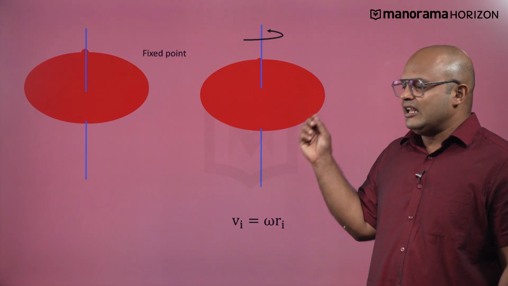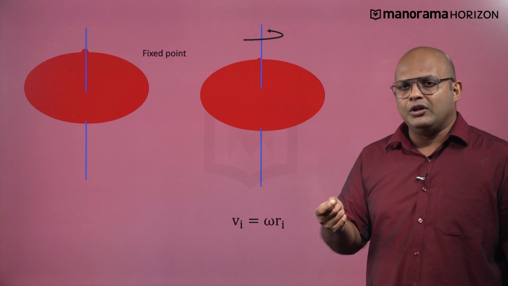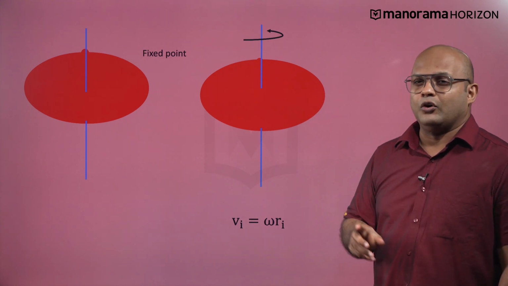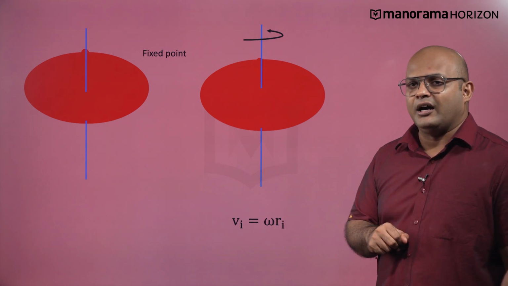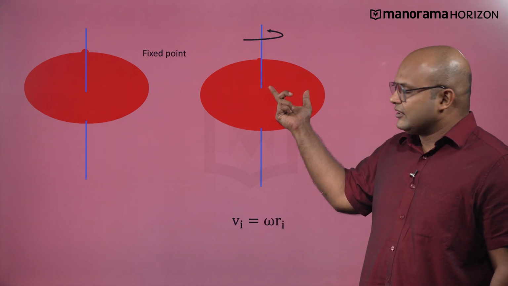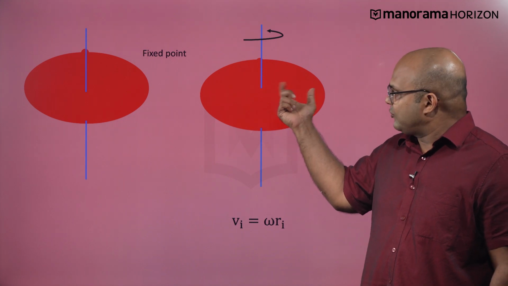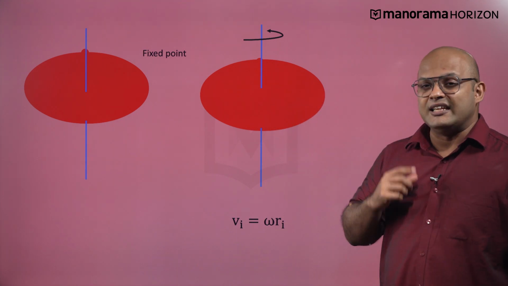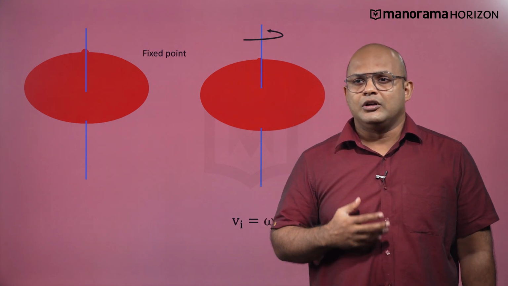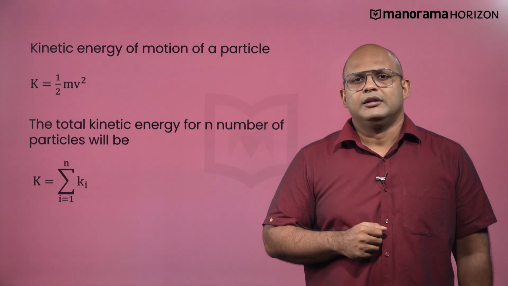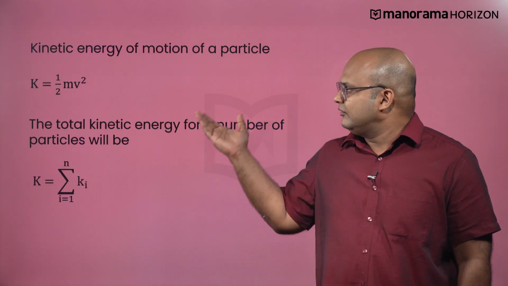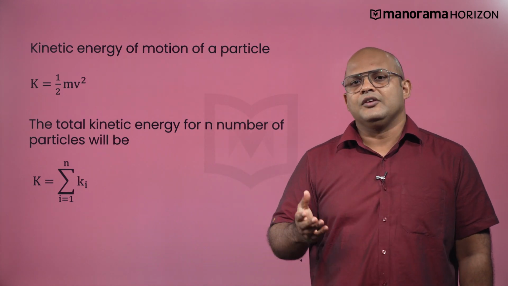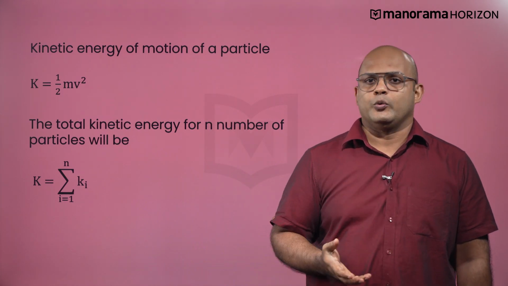So if we take any point i, the linear velocity or tangential velocity of that point will be equal to omega multiplied by Ri. Ri is the distance of that point from the axis of rotation, and omega is the angular speed or angular velocity of the rotation. Now, the kinetic energy of any given particle is given by the familiar old formula K equals half mv squared.